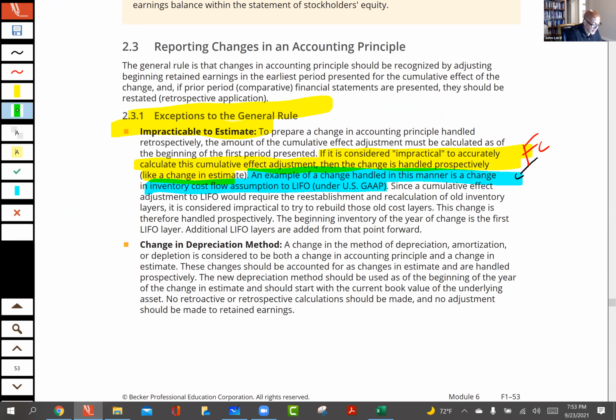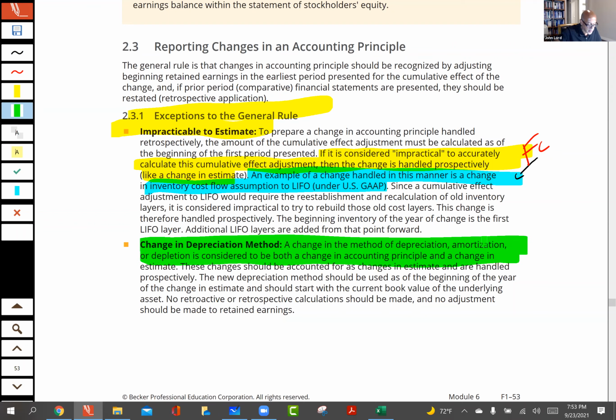Okay, good. Again, guys, change in depreciation method is considered both a change in accounting estimate and a change in accounting method, and therefore it should be treated as what? A change in accounting estimate and handled prospectively. We said that generically, and we're saying it specifically here now for depreciation method. Then I gave you an example with depreciation method in it.